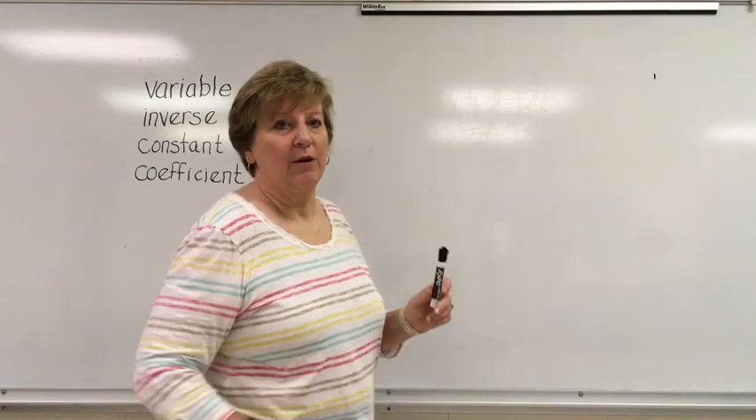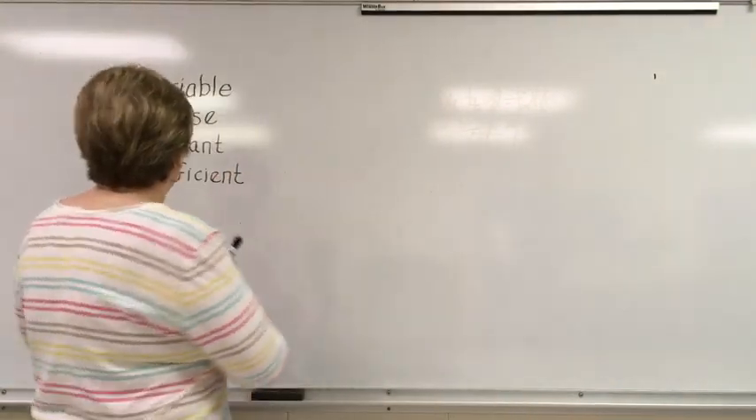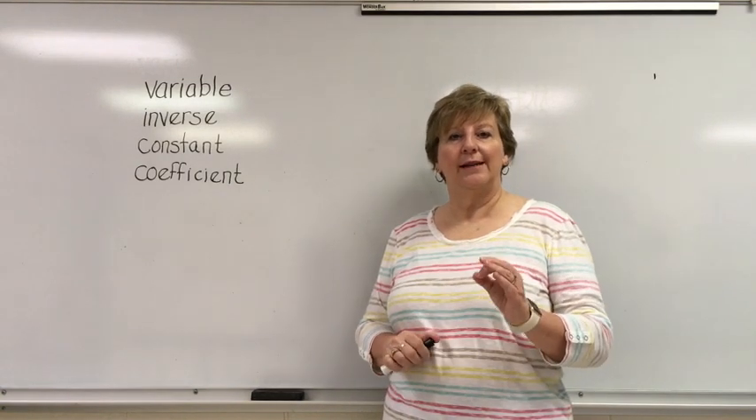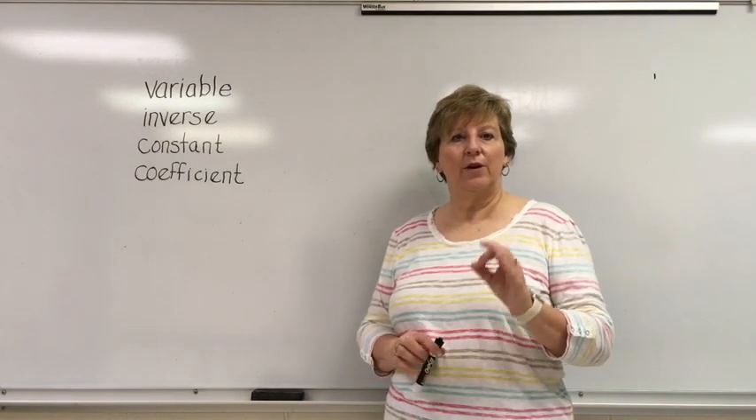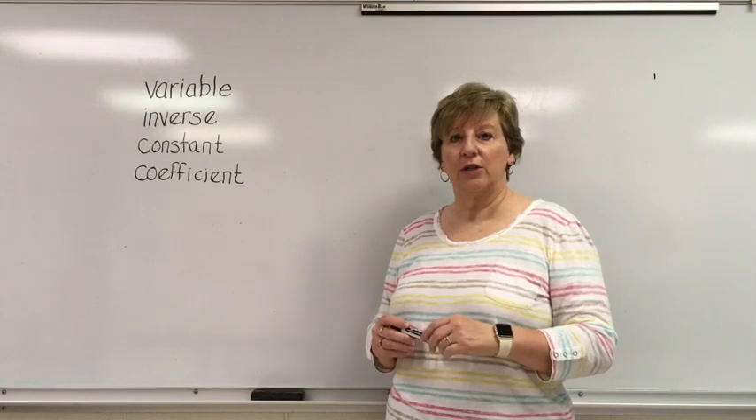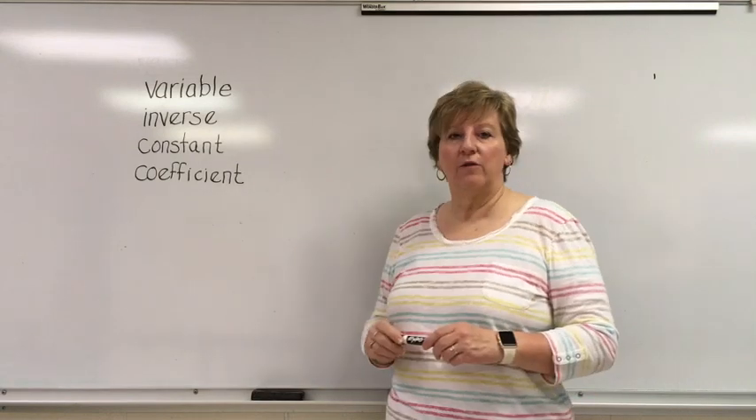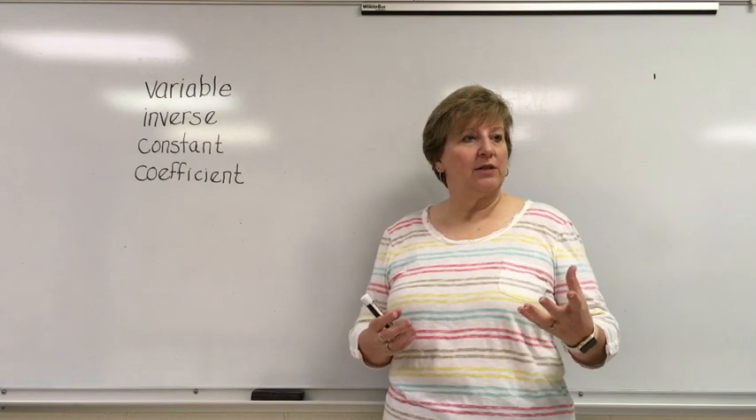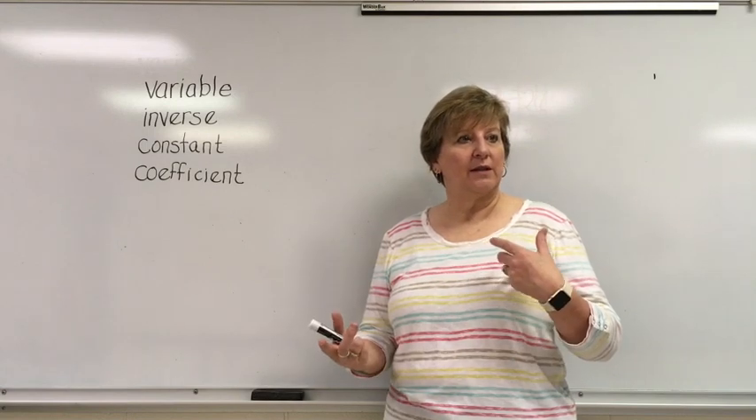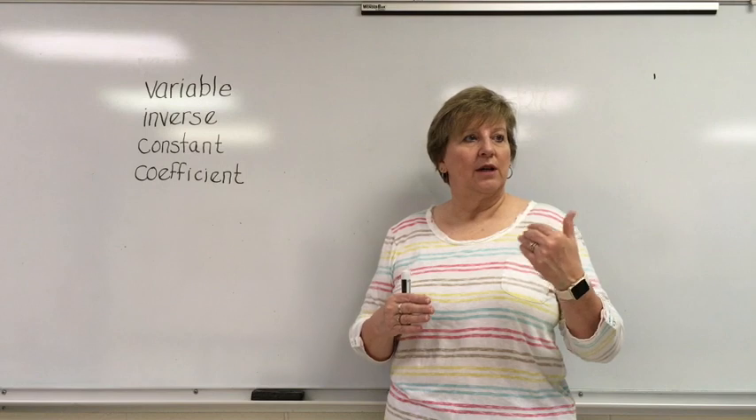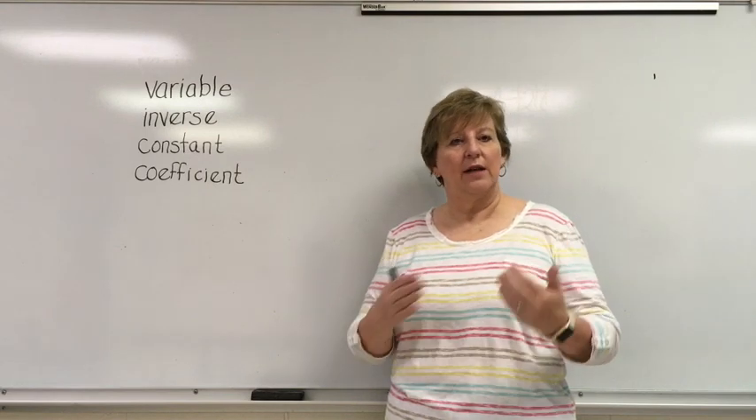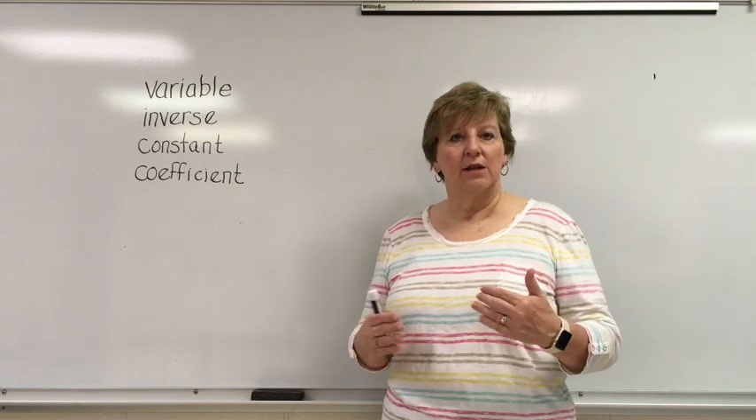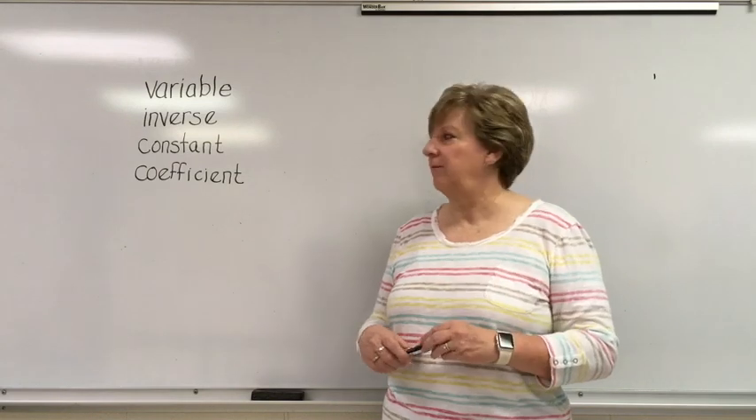Some of the vocabulary we had with one-step equations was variable. A variable is a letter that represents a number in an equation or an expression. Then we have inverse operation. Inverse operations are operations that do the opposite of each other. In other words, addition is the opposite of subtraction. They undo each other. And multiplication and division are opposites.